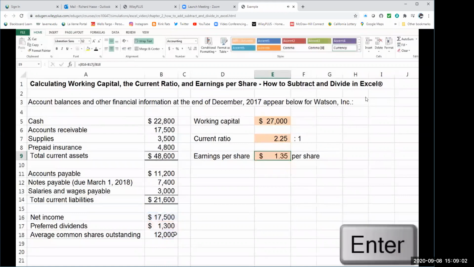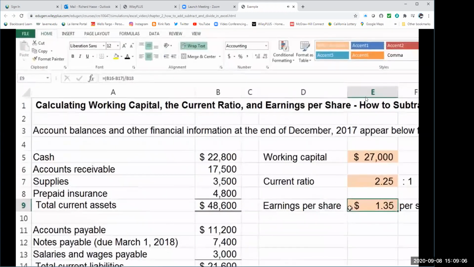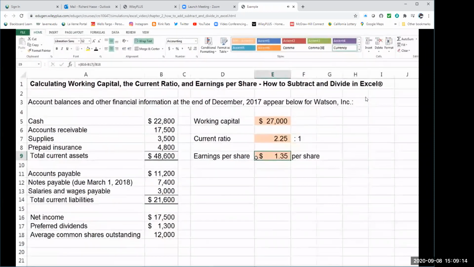Press the Enter key. Selecting cell E9 again, you will find the formula displayed in the formula bar as equals B16 minus B17 divided by B18. This formula calculates net income minus preferred dividends as the numerator, and then divides by the average number of common shares of stock to arrive at earnings per share.